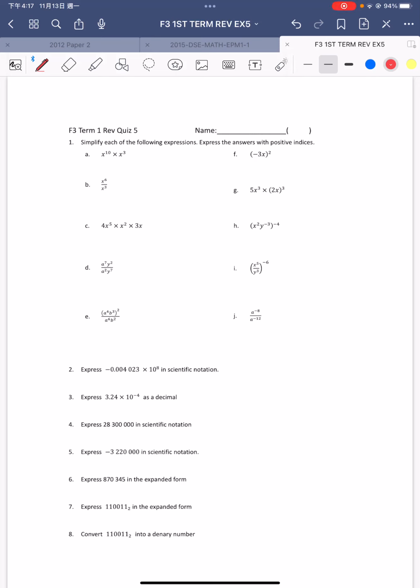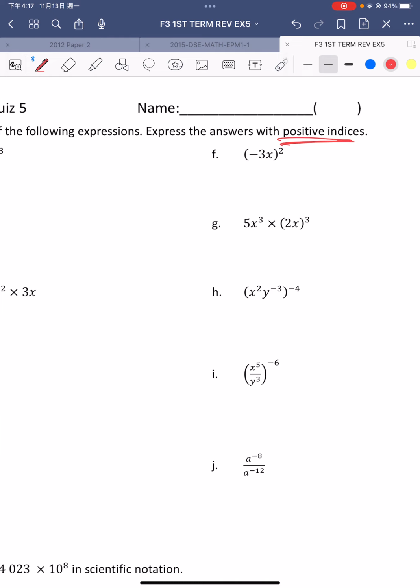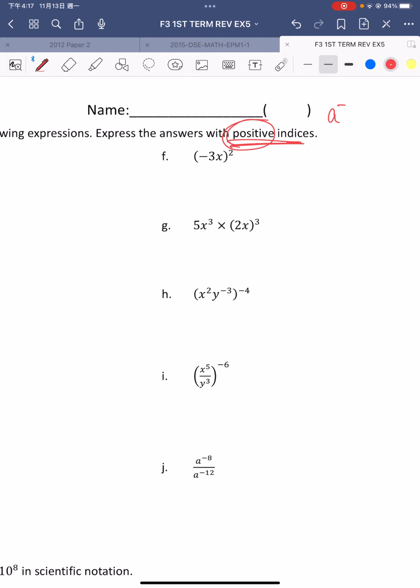Hello guys, in this video we're going to talk about revision quiz 5. Please simplify the expression and express the answers with positive indices. I've told you a lot of times I want positive indices. So if you have a negative index, for example a to the power of negative m, you should change it to 1 over a to the power of m. I don't want to see any negative indices anymore.